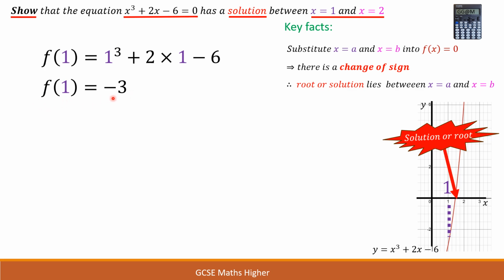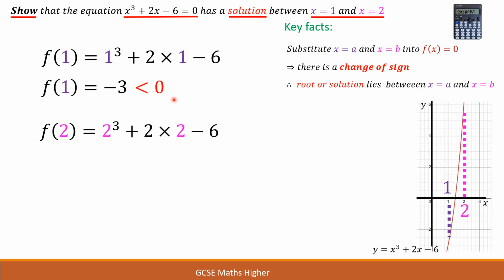So f of 1 is negative 3, as you would expect from the diagram. You've got 1 down here, coming down to this point here, down at negative 3. We have got a negative answer, so this is less than 0. We're going to do the same for 2.